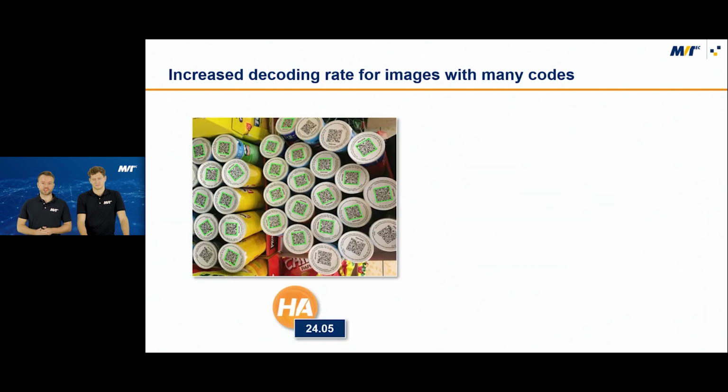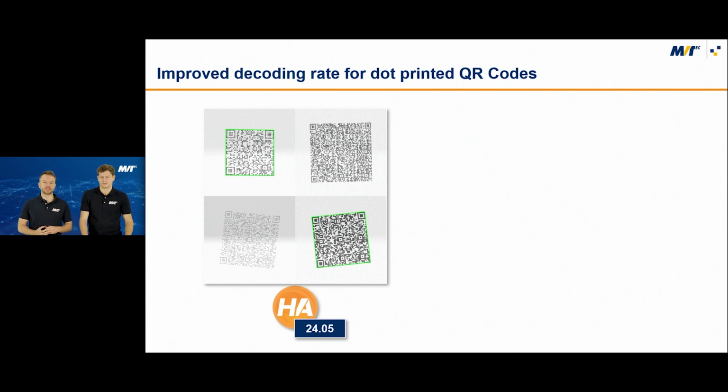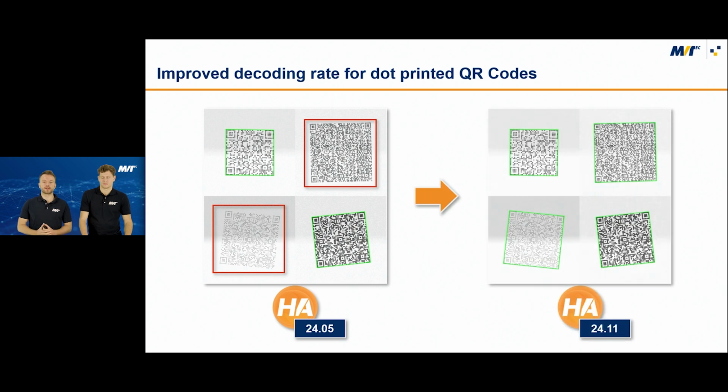So, two more images here. For example, it works now way better on images with a lot of noise, many candidates. For example, here with 2405, there are some QR codes missing. And with 2411, all codes can be found, especially in this type of images. Another improvement we have here is for dot printed QR codes. There also we can see now that they can be read with 2411.